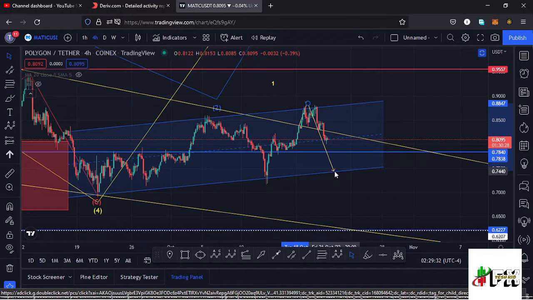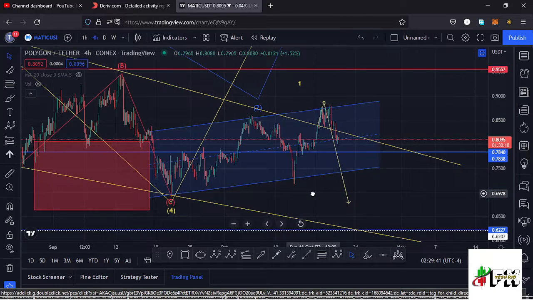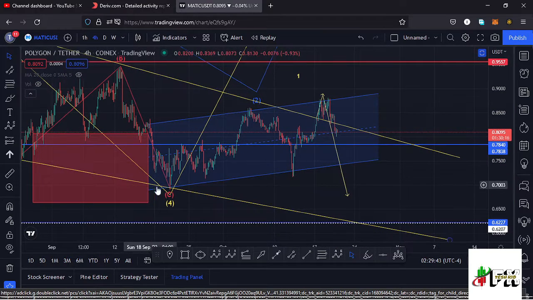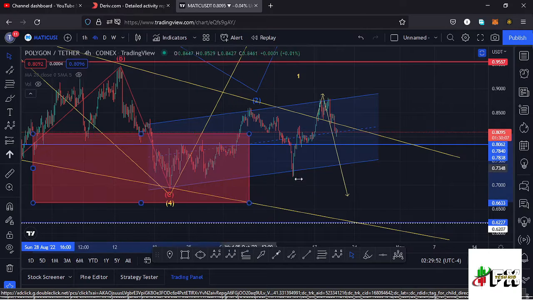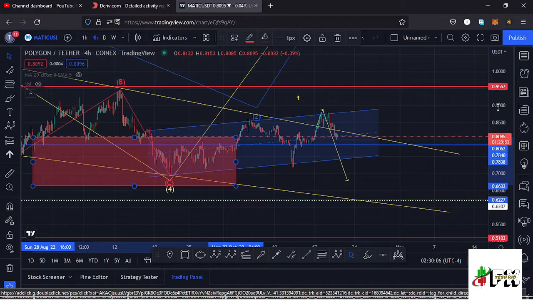And in case by any chance we manage to break out of the channel to the lower side and continue pushing lower, there's a possibility that Matic might make a new low, and that would mean the low that we have at around the $0.69 mark maybe it's not the low for that fourth wave to the lower side, and maybe we might be able to make a new low within this target area that I have drawn out here on this chart. And once that happens, we can see a very nice bounce to the upper side in the formation of that fifth wave to the upper side.